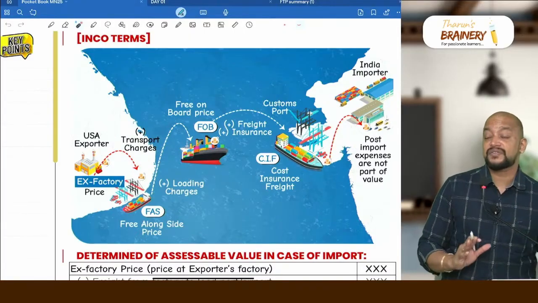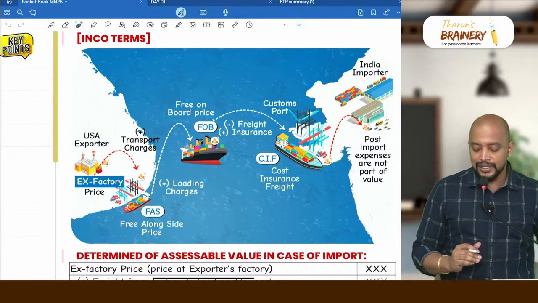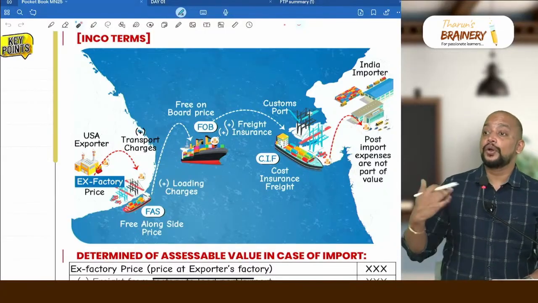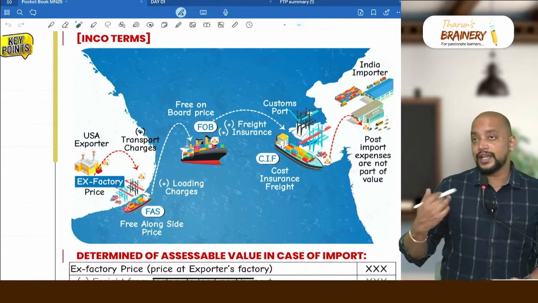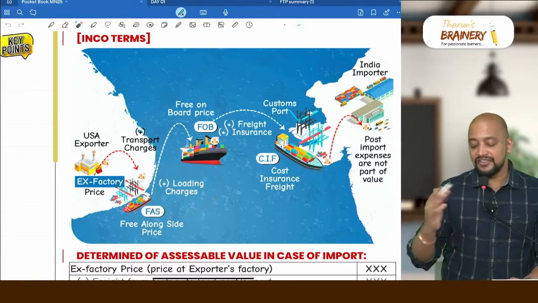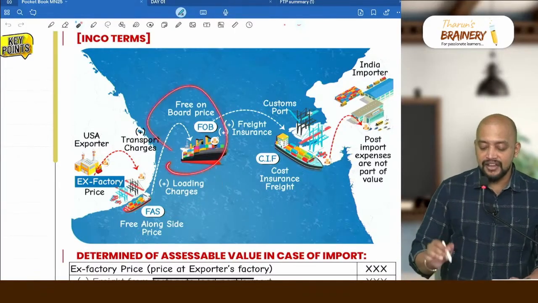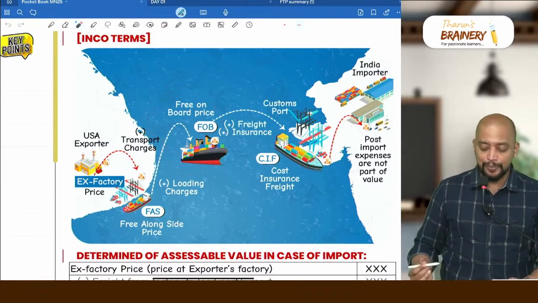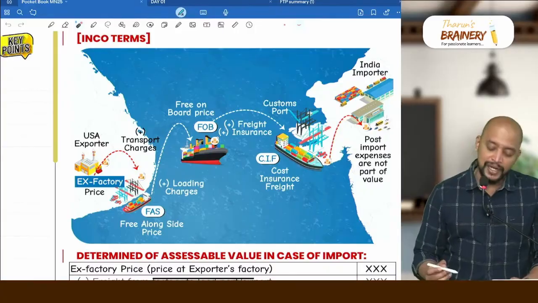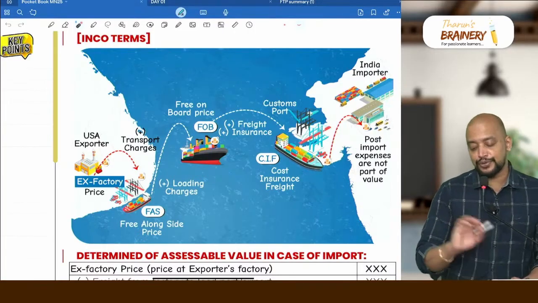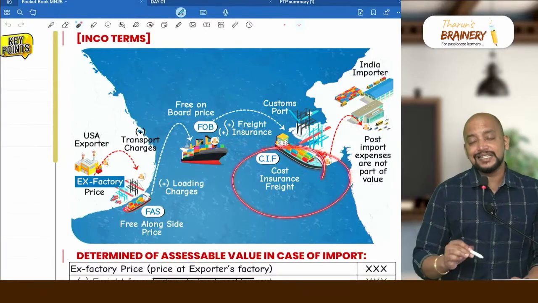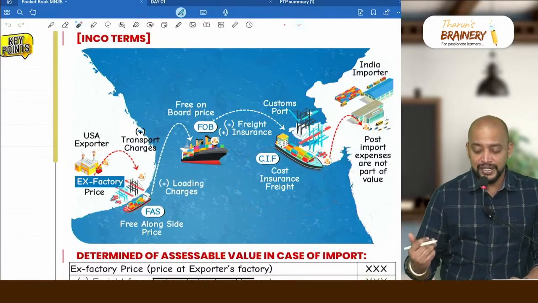Only the transport charges, from where to where? From the factory gate to the exporter's port or airport. And thereafter if you add the loading charges also, that is loading into the vessel or loading into the aircraft, then it is ready for shipment, and it will be called FOB price, free on board price. To that free on board price, when we add freight and insurance, from where to where? From exporter's port or airport to importer's port or airport, the freight and insurance when you are adding, that will be called CIF price, cost, insurance and freight.